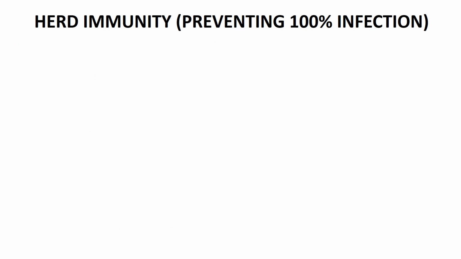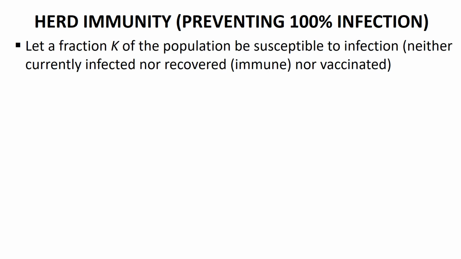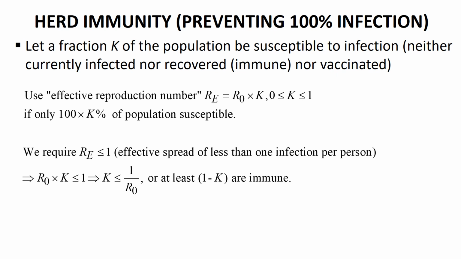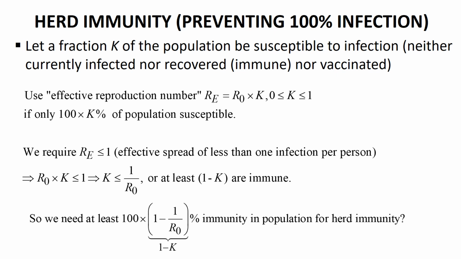Out of interest, how did we find that equation for herd immunity? So herd immunity, we can do that by saying let a fraction K of the population be susceptible to infection. So they're neither currently infected nor recovered or immune nor vaccinated. And then we use the effective reproduction number, which is R0 times K, where 100 times K% of the population is susceptible. So to keep now RE less than or equal to 1, not R0, because R0 assumes that everybody in the population is susceptible, then we need K to be less than or equal to 1 over R0. So if we've got K less than or equal to 1 over R0, then we can say that 1 minus K will be immune. And that gives us the formula below: 100 times (1 minus 1 over R0) percent must be immune in the population to ensure herd immunity.